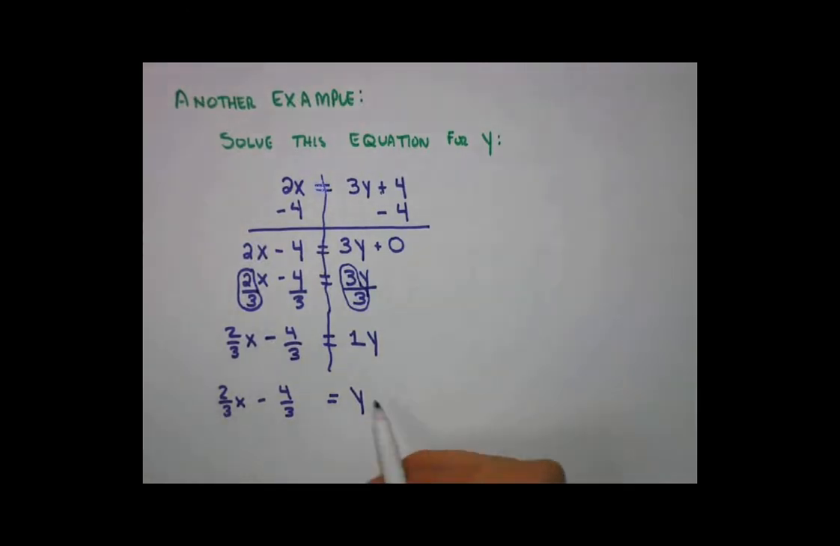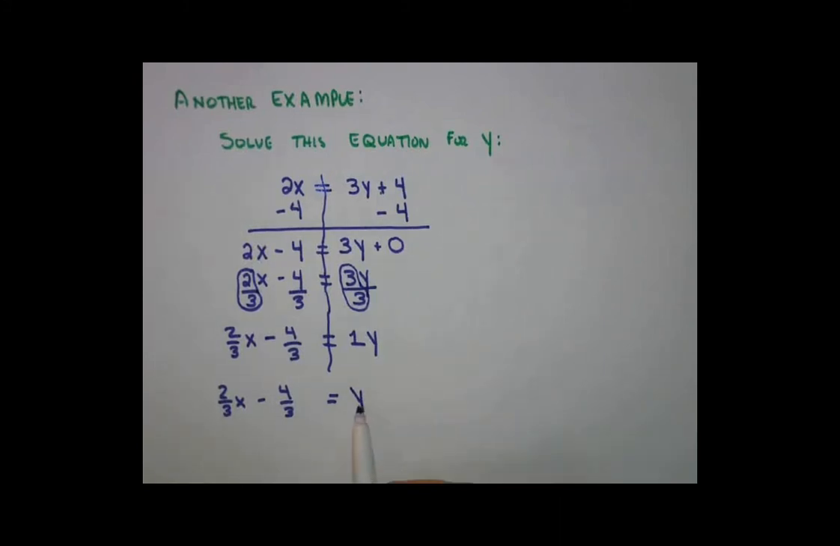Now notice that in this case we ended up with y all by itself on the right-hand side of the equation, which is fine. I didn't specifically say I needed y to be on the left-hand side or the right-hand side of the equation. It doesn't really matter. So long as y is all by itself on one side of the equation, I have effectively solved for y.